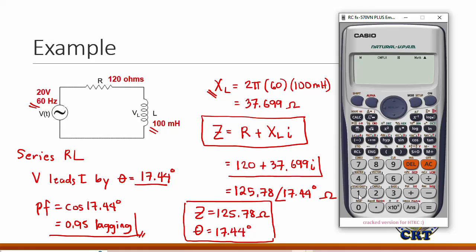Key in the operation if you're already in complex mode. We have 120 plus 37.699 i. Then convert this to polar, press shift 2 3 and the equal sign. This is the result, 125.78, that is the impedance, and for the angle, 17.44 degrees.